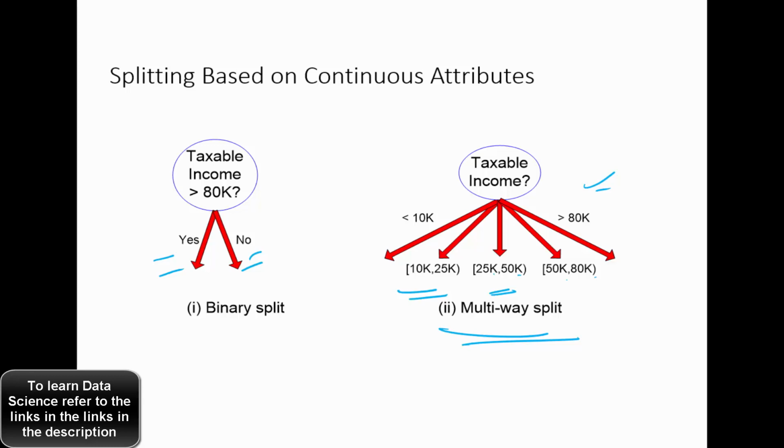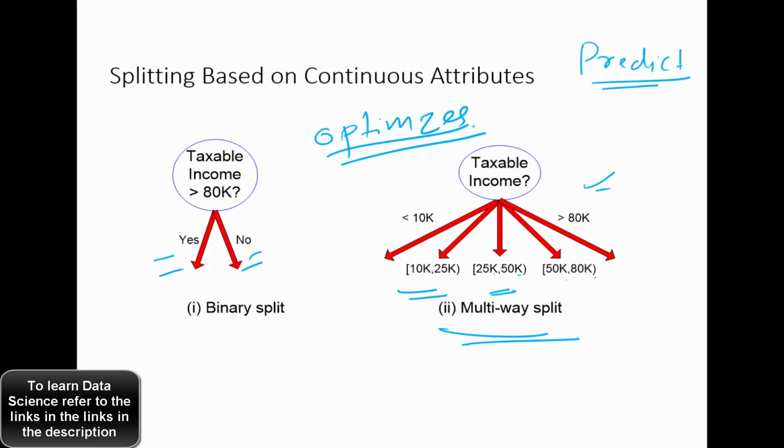You have to go with the splitting criteria that optimizes the classification. The idea here is to get the correct prediction, right? If somebody is going to cheat, your model should be able to provide that information beforehand, given his income, his marital status and refund status, right? So that's the idea. The split will happen based on this end result, or this objective.